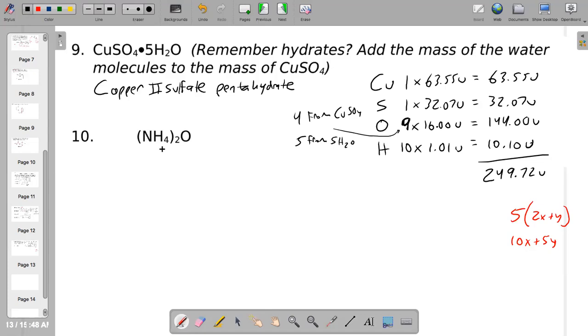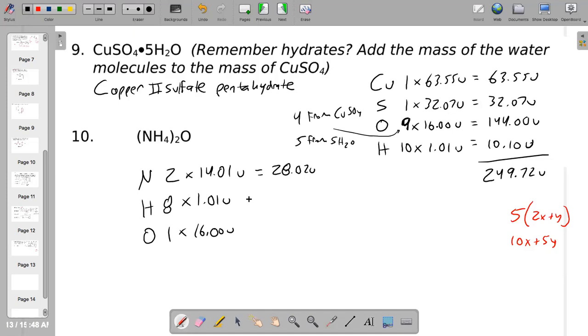All right, (NH4)2O. So there's a 2 outside of the parenthesis. I got 2 nitrogens. There's going to be 8 hydrogens, and then just 1 oxygen. So it's critical to be able to get the numbers of atoms correct. Let's see, 28.02 and 8.08 and 16. The total is 52.10.